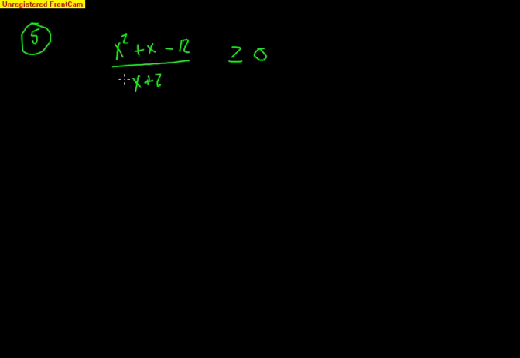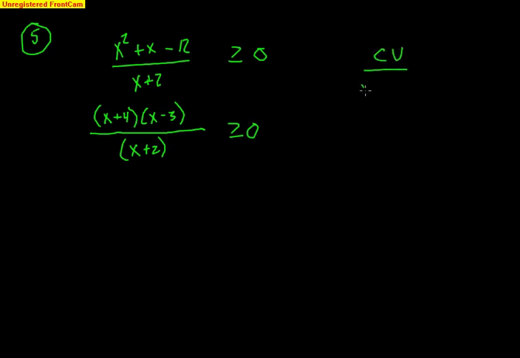I don't have to worry about any of that, which is awesome. Okay, all I got to do is find my critical values, and I need to factor that top. Let's say it's going to be x plus 4 times x minus 3. And then on the bottom, I can't do anything, so that's x plus 2. Okay? So now that I have it all factored, I can see my critical values are negative 4, positive 3, and negative 2.